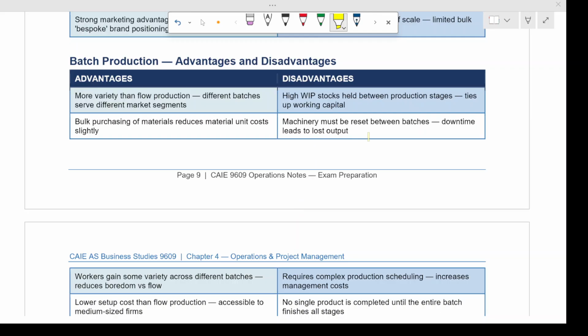The second one is that machinery must be reset between batches, which means downtime leads to lost output. Meaning that if you change the specifications of the machinery to facilitate different characteristics of the next batch, for example, if you're moving from normal protein bars to vegan protein bars, or from non-gluten-free protein bars to gluten-free protein bars, you will have to change the machinery and the input. That leads to time spent by engineers and mechanics, whoever is operating on the machines. In that scenario, that time cannot be used for production, and that will lead to lost output.